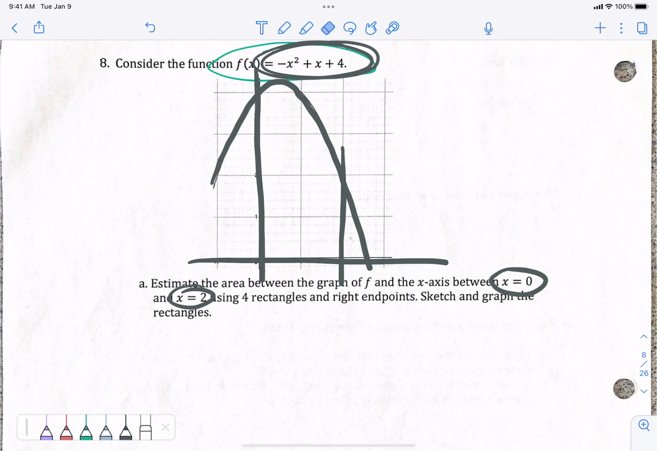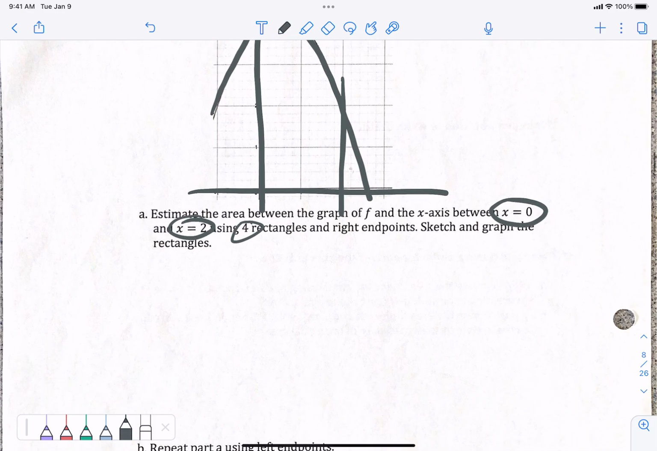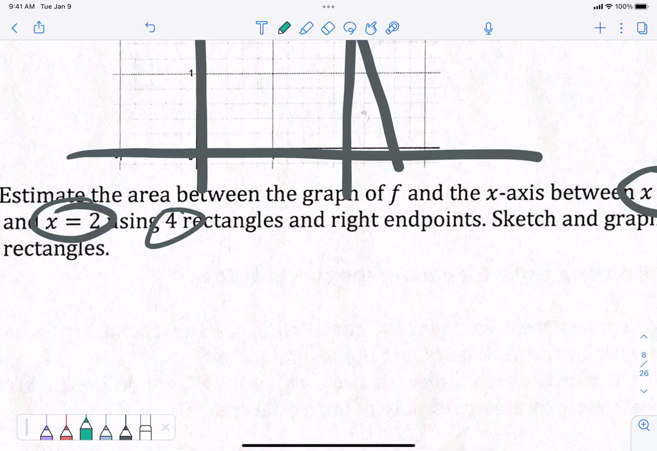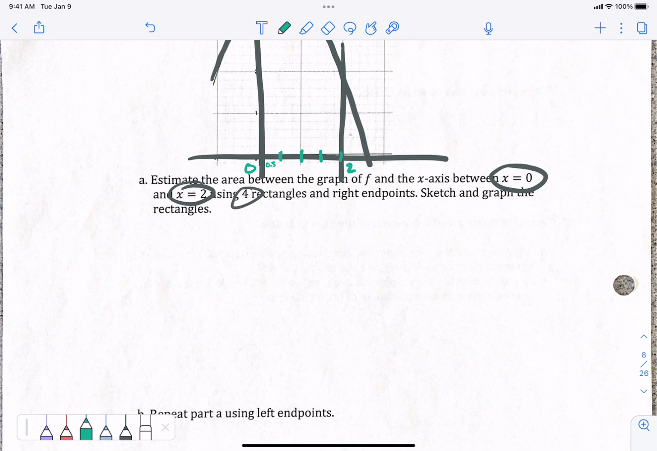They're saying using 4 rectangles. So we're going from 0 to 2, but we want 4 rectangles. How wide is each one? 0.5. So we're going halvesies, right? Each one is 0.5. Okay, so we're going to have 4 rectangles, and we're doing the right side ones. I'm going to put right really big so I can remember which one I'm doing.